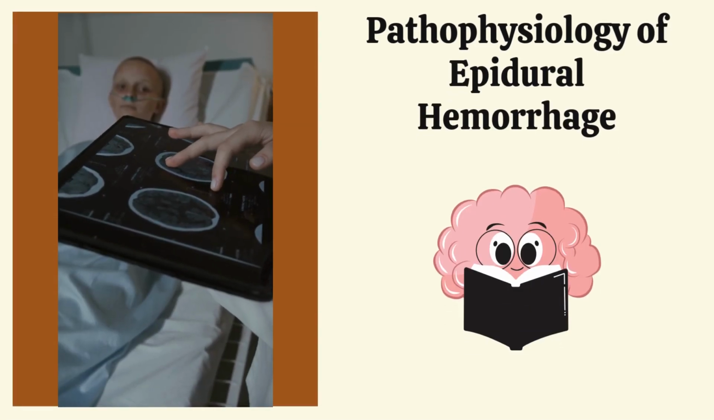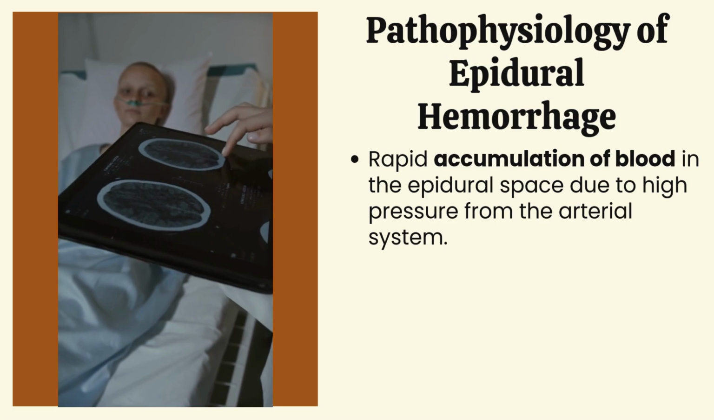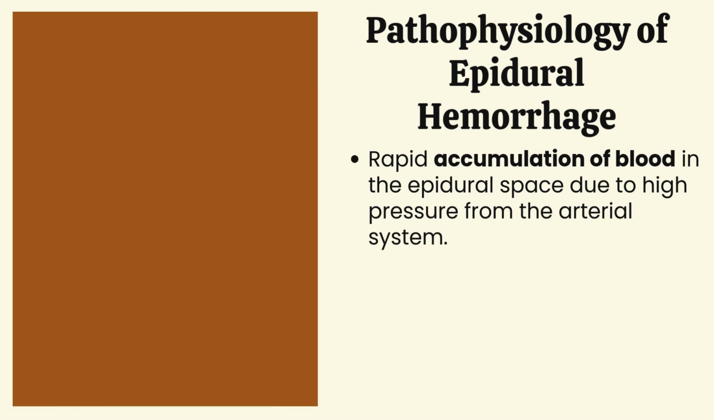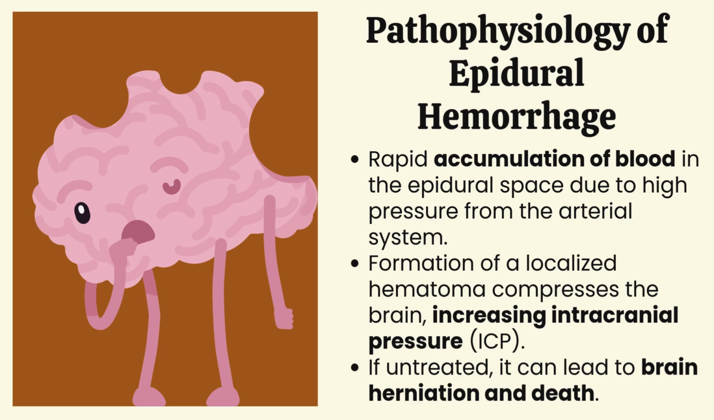What is the pathophysiology of epidural hemorrhage? It occurs by rapid accumulation of blood in the epidural space, due to high pressure from the arterial system. This leads to formation of a localized hematoma that compresses the brain, increasing intracranial pressure. If untreated, it can lead to brain herniation and death.